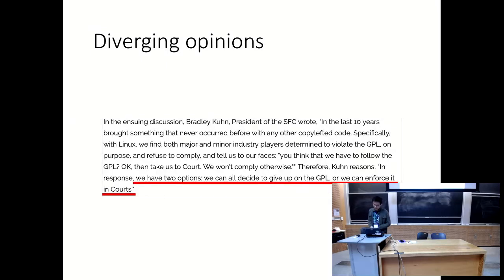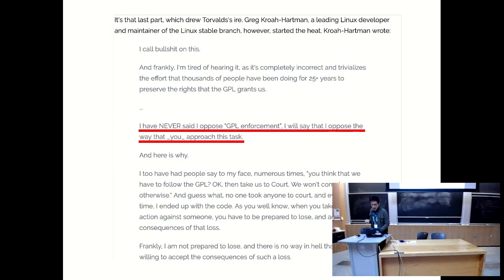It cites Bradley Kuhn, who was the president of the SFC, and he was talking about Linux. In the red line there, he says that we have two options. We can all decide to give up on the GPL, or we can enforce it in courts. It sounds pretty reasonable as to where he's coming from. But then Greg Kroah-Hartman had prepared a reply, saying that he also never opposes GPL enforcement, but that he does oppose the specific way that the Free Software Foundation and Bradley have approached this task.